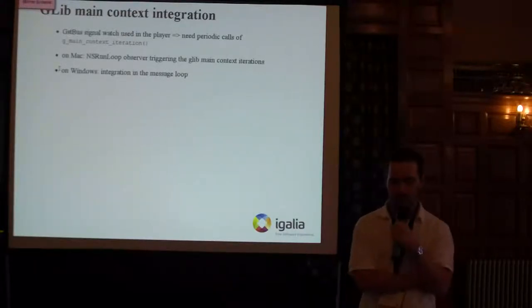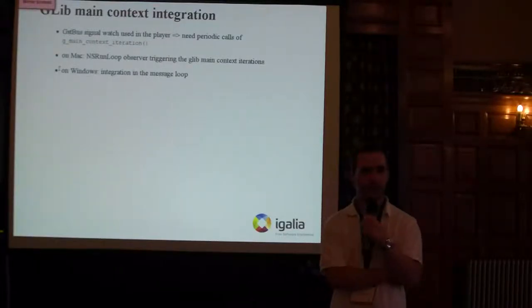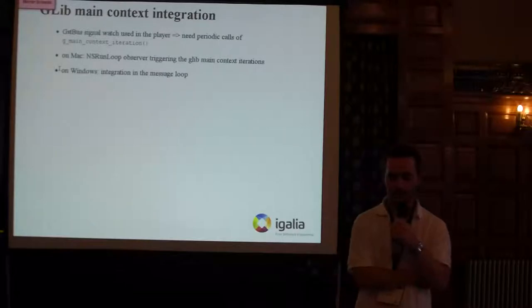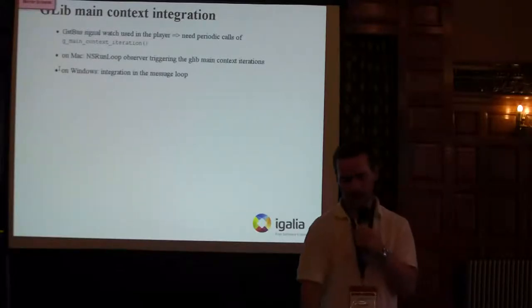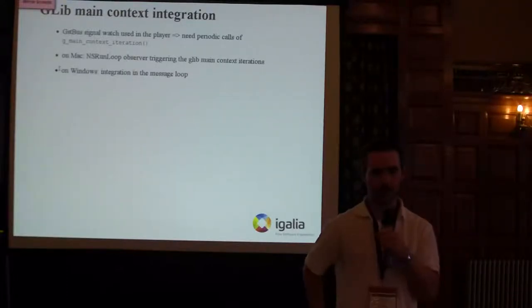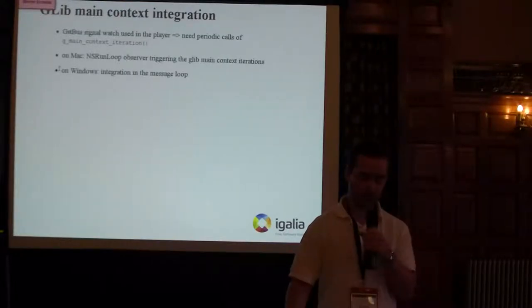So what we did on Mac is use a built-in observer on the run loop, on the main run loop of WebCore, and call glib main context iteration periodically this way. On Windows, it's really similar, and there are other ways to do it, but I chose to integrate with the message loop of Windows, of the window created by the WinCairo port.